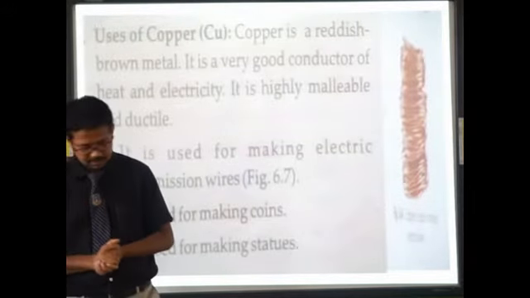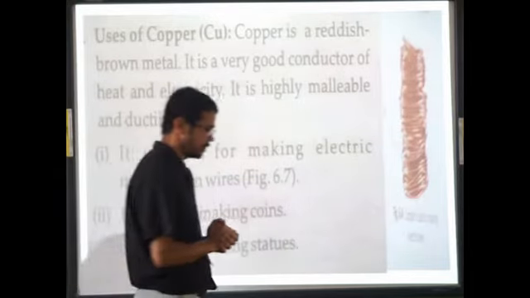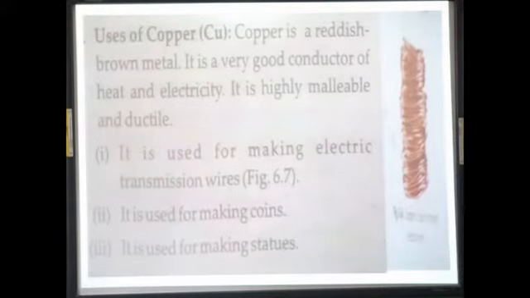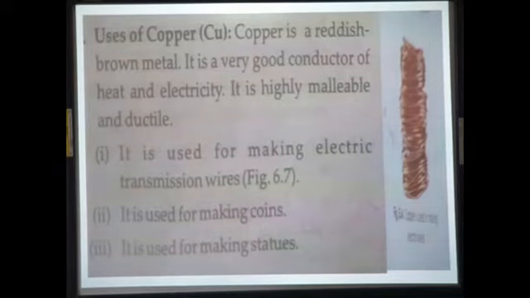Now copper, another very expensive metal, is copper. Copper is a reddish brown metal. So what is the color of copper? It has a unique color, that is reddish brown. It is a very good conductor of heat and electricity. All metals are good conductors of heat and electricity, but especially copper, silver and gold are very good conductors.